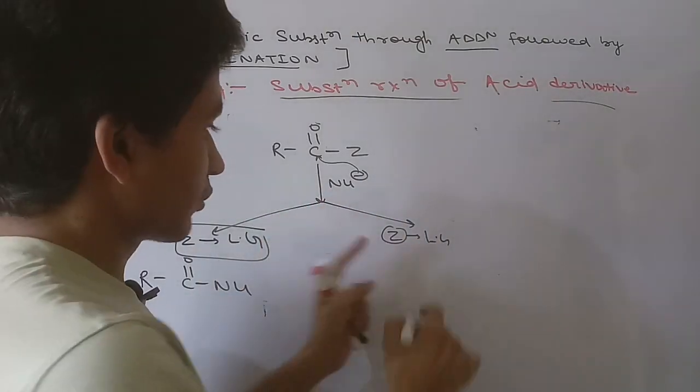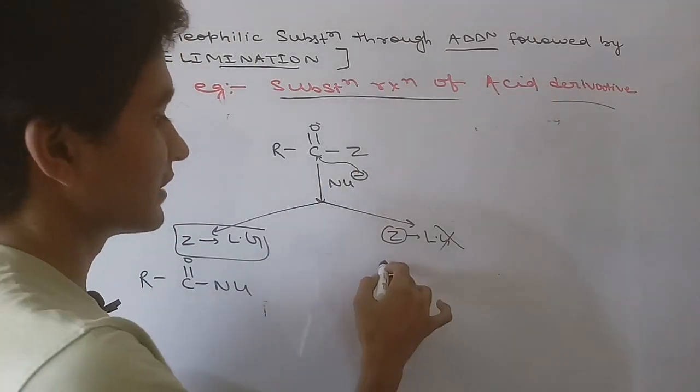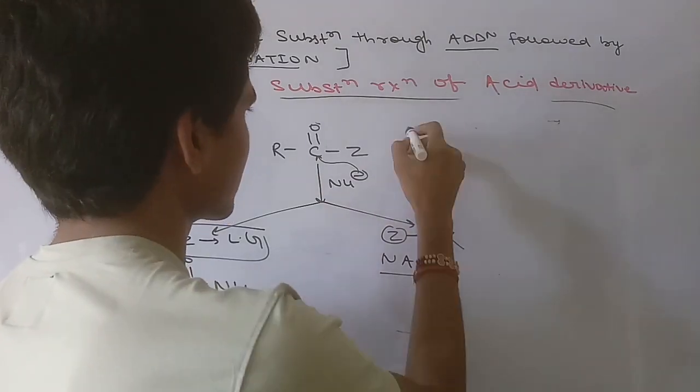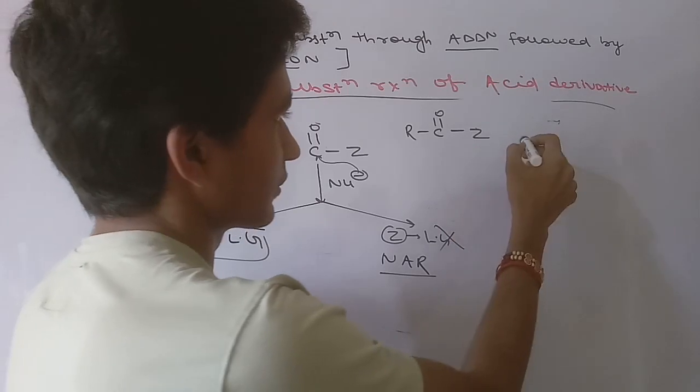Now Z is not a good leaving group. If Z is not a good leaving group, then what will be the mechanism? Then the reaction will be a nucleophilic addition reaction. How? See here, RC double bond O Z. This is not a good leaving group, okay.